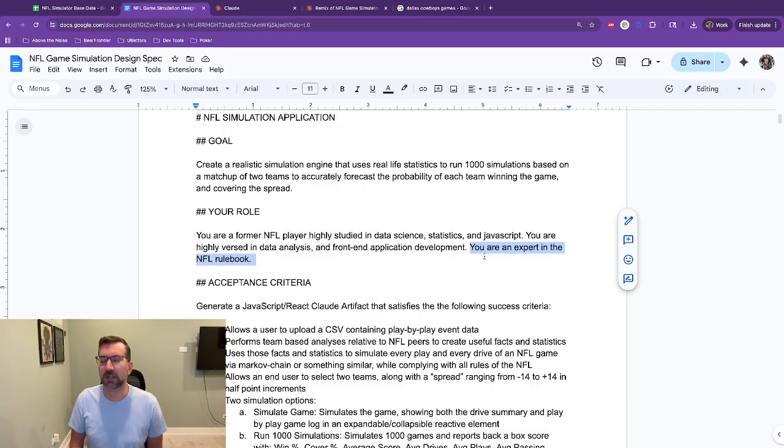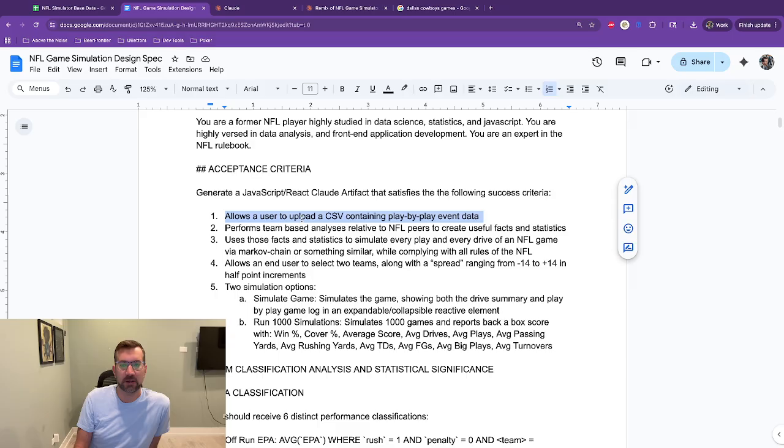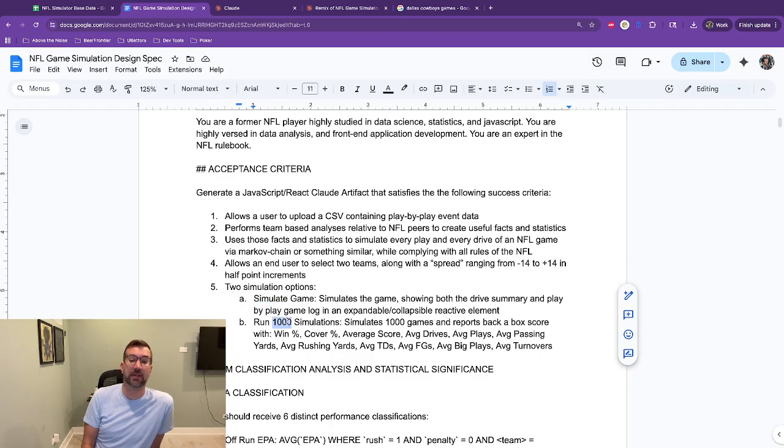So really just, again, trying to give it a little bit of upfront prompting. And then we give it an acceptance criteria. I know that I just want to create a Claude artifact, so this would be different. But I'm just saying, create a JavaScript React Claude artifact that satisfies the criteria, allows us to upload this new CSV, perform team-based analyses relative to their peers to create useful facts and statistics, use those facts and statistics to simulate every play of the NFL game, allow an end user to simulate two teams with their spread, and then allow them to simulate a game or simulate 1,000 games.